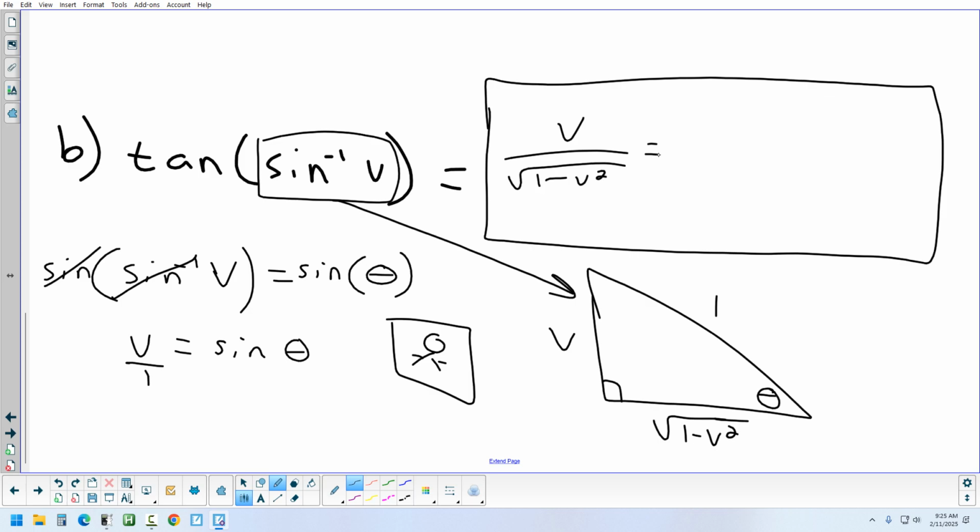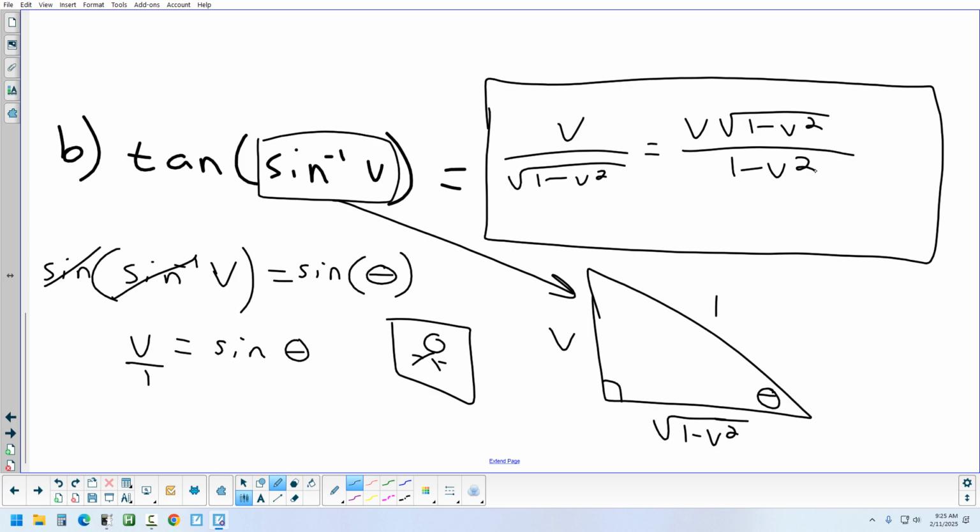What do I get when I fix that so the square root is not in the bottom? v times the square root of 1 minus v squared over, no, over 1 minus v squared. Yes. So that formula on the right is exactly the same as the formula on the left. The difference is the left uses trig, the right has no trig in it at all.